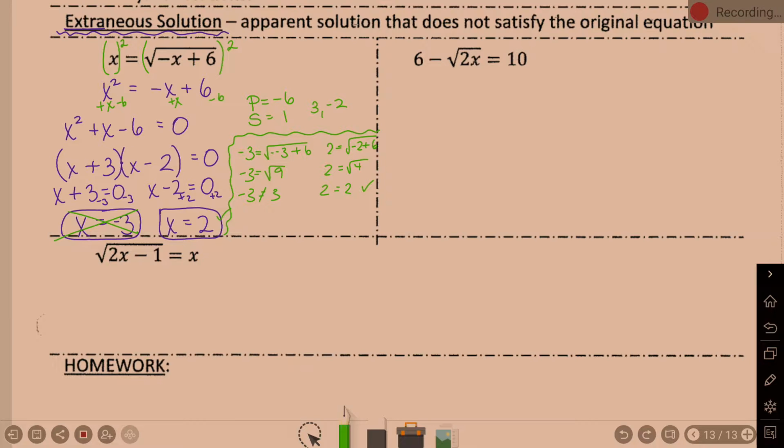Okay. Shall we try the next one? Okay, there's one radical in the problem. What do we do? Get it by itself. So how are we going to get it by itself? Subtract 6. Okay, so to move the positive 6, let's subtract 6.